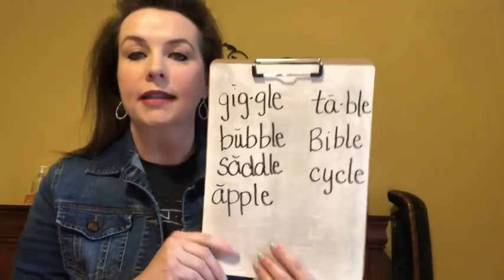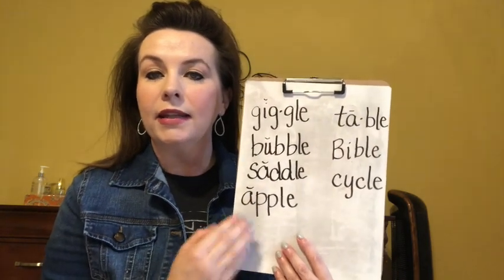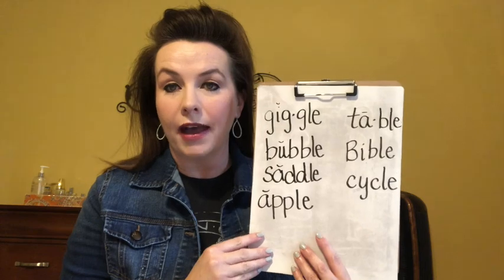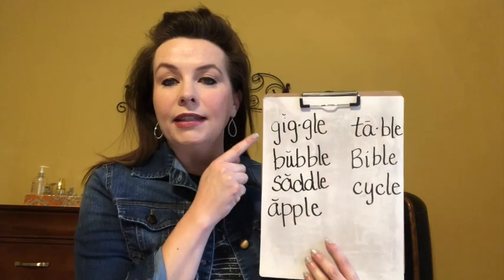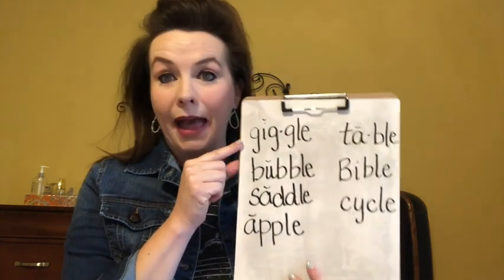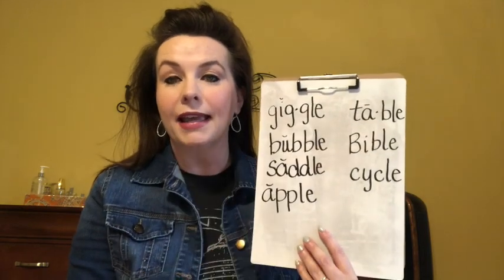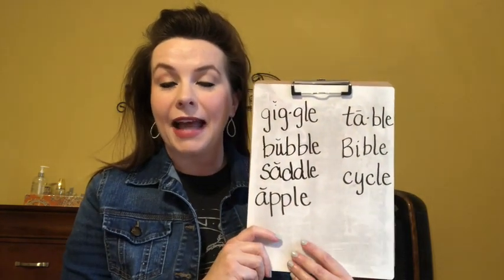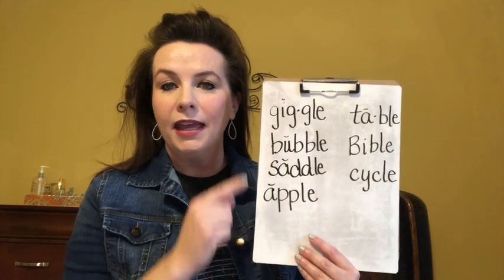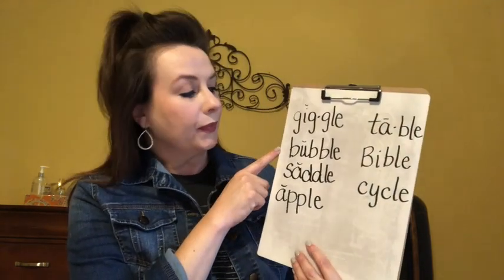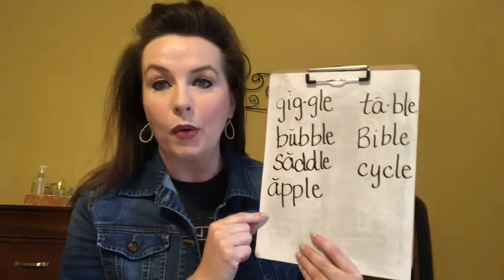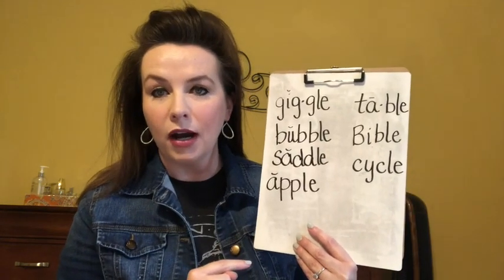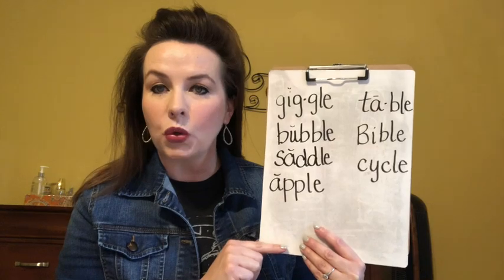So let's look at my board here. I have some words, and some of them are divided, and you can see that I have one side that's short vowel sounds, and then on the other side we have long vowel sounds. Now let's look at this first word, giggle. If we clapped that word or tapped our table, giggle, we would know that this has two parts, two syllables. Now look at the word underneath it. Bubble, saddle, apple. All of those words have two parts. All of those words have a short vowel sound.